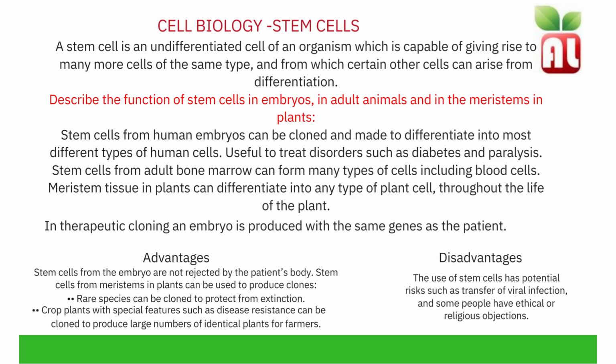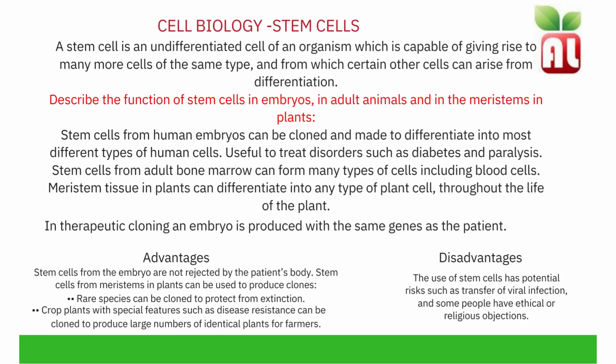Stem cells from adult bone marrow can form many types of cells, including blood cells. Meristem tissue in plants, which are the shoots and the roots, can differentiate into any type of plant cell throughout the life of the plant. In therapeutic cloning, an embryo is produced with the same genes as the patient. Describe the advantages and disadvantages of therapeutic cloning.